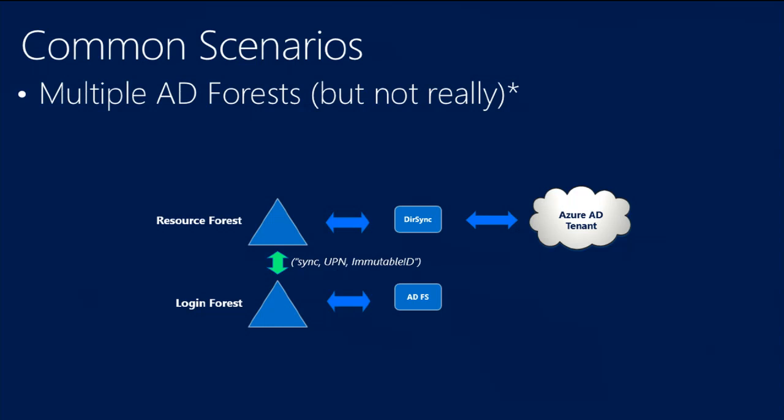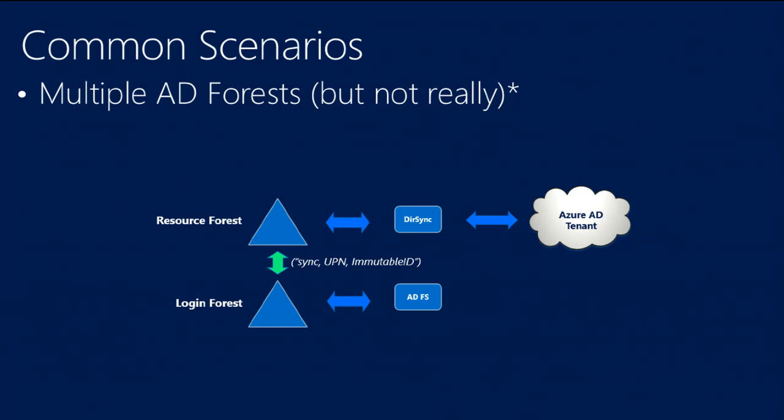What we recommend is you want to be synchronizing the UPN and the immutable ID information from your login forest up into the resource forest. I know I'm pointing at my screen here. With the UPN and immutable ID information now available in your resource forest, you can set up DirSync to synchronize that information to the cloud. From DirSync's perspective, all the right information is there. It doesn't matter that it's the resource forest it's synchronizing from.